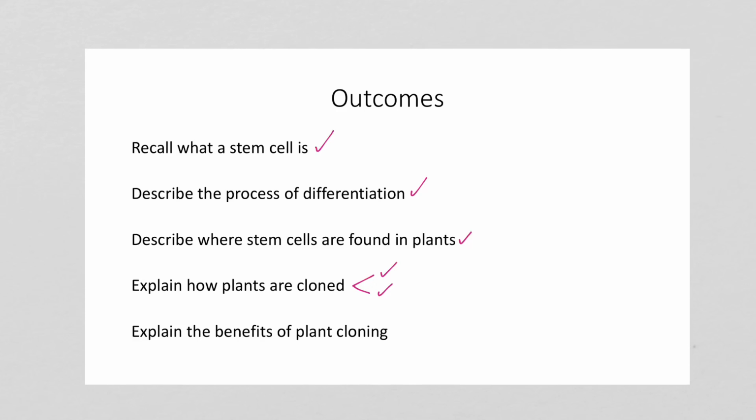Explain the benefits of plant cloning. You can make more money if you have copies of a plant that has desired characteristics, a certain quality of fruit, a certain color of flower, some disease resistance, etc. But also you can use it to preserve rare or endangered plants. So that's it, a nice short one.